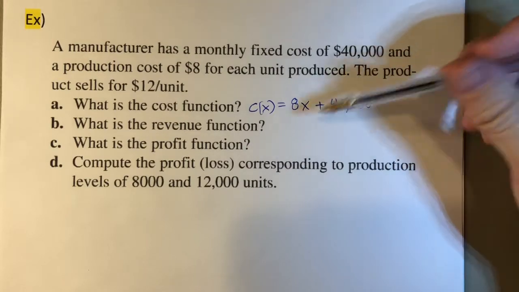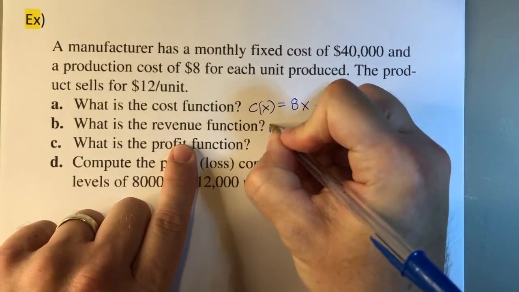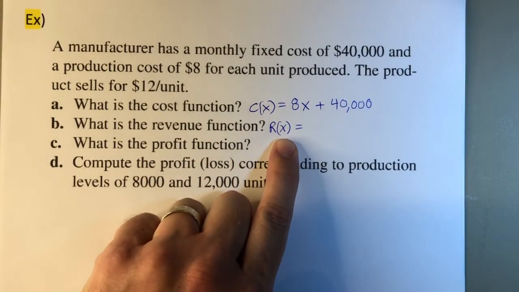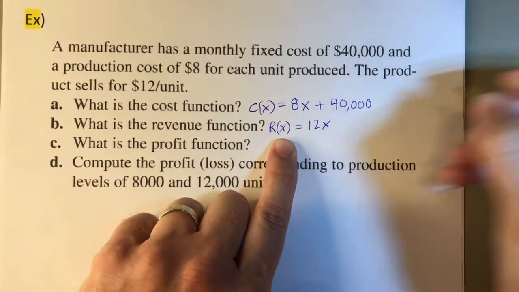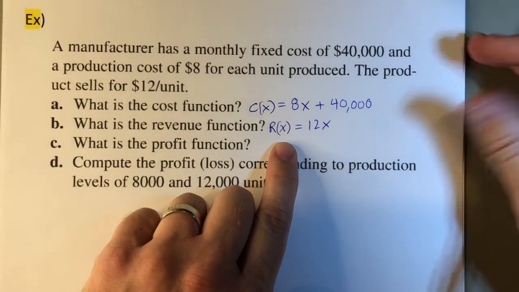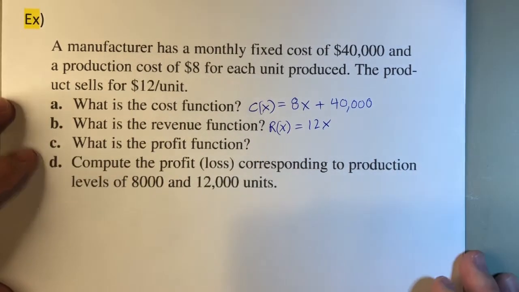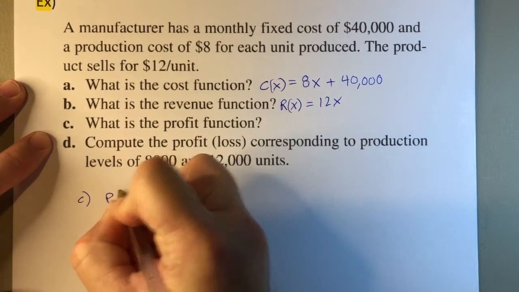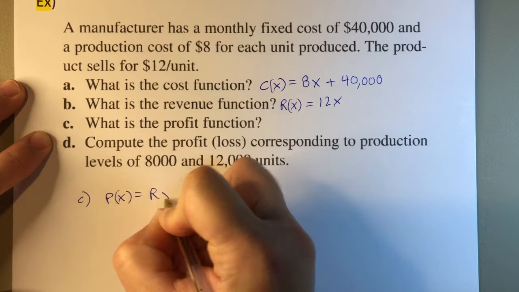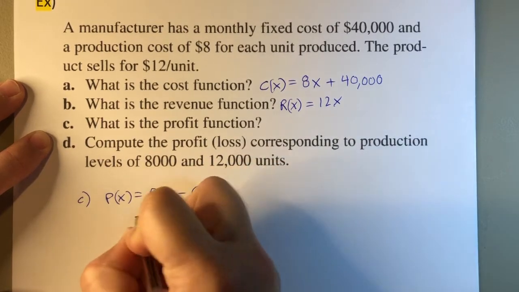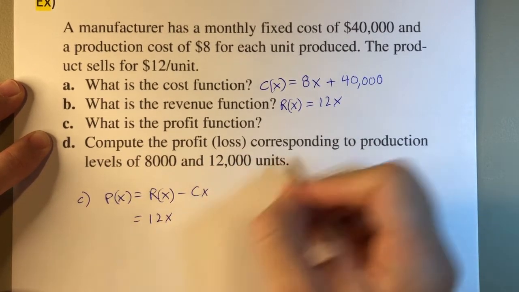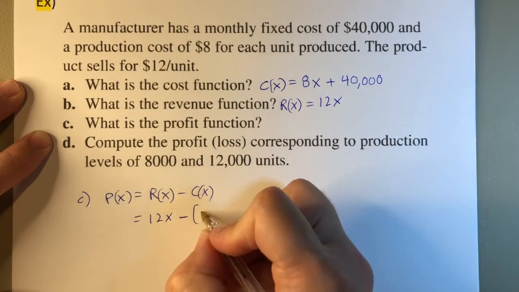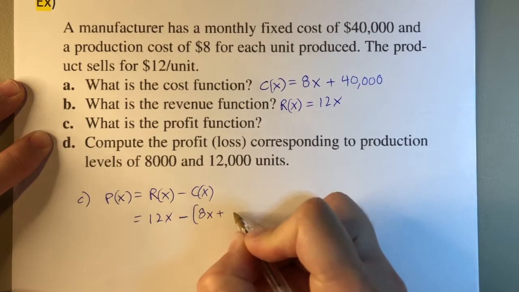So what's the revenue model? Well, the revenue function R of x is going to be equal to 12x. There's your revenue model. And then profit, I'll do profit down below here. Profit, P of x, again, is equal to what? Revenue minus cost. So it's 12x, that's your revenue, minus whatever C of x is equal to. So C of x is this linear function.